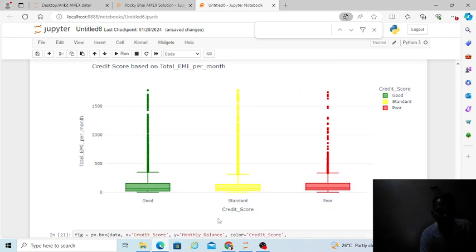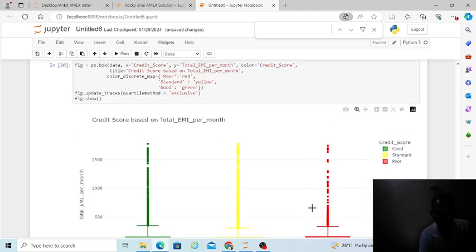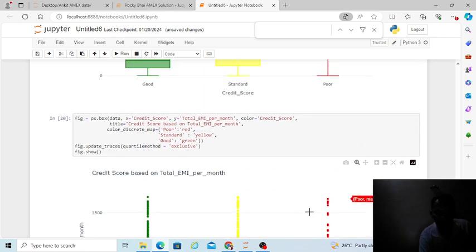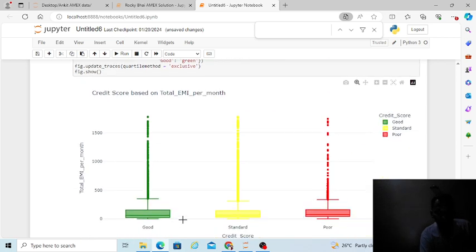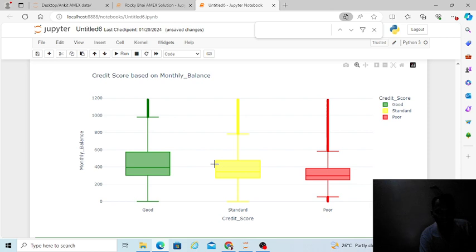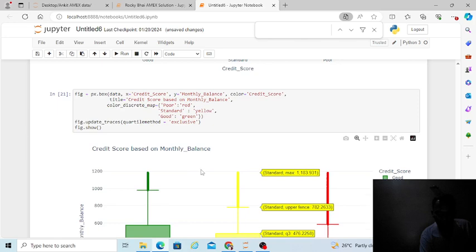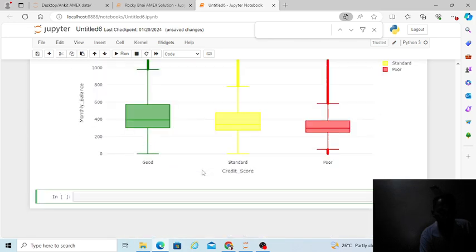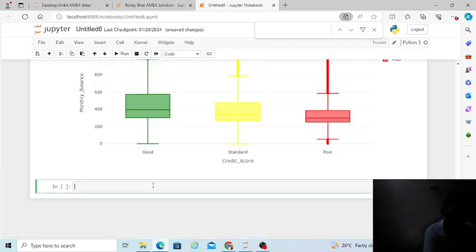Okay, people having more EMI per month. So there is no clear idea from this total EMI per month. It is showing balanced credit worthiness score. Similarly, we will check for monthly balance. People having more monthly balance have good credit worthiness. This shows that. Okay, now we will segregate our data.